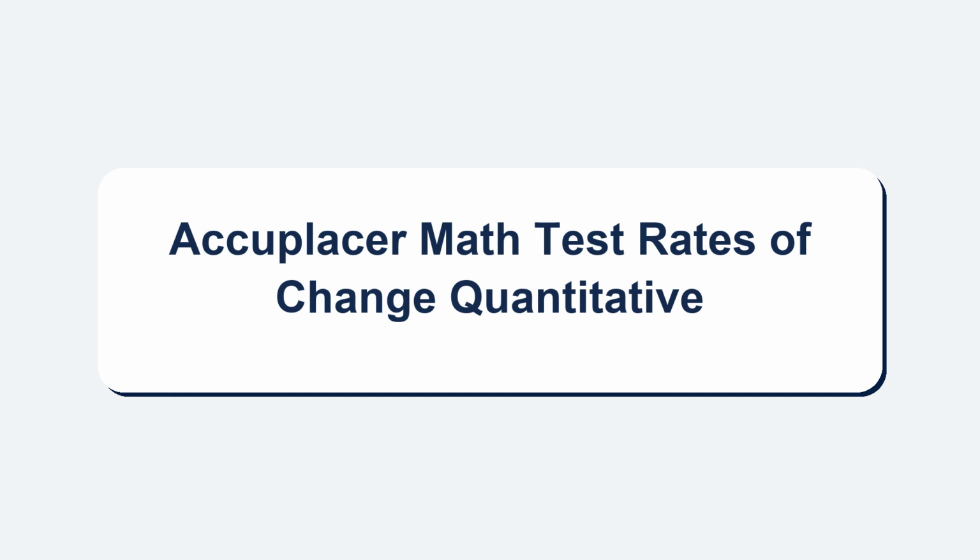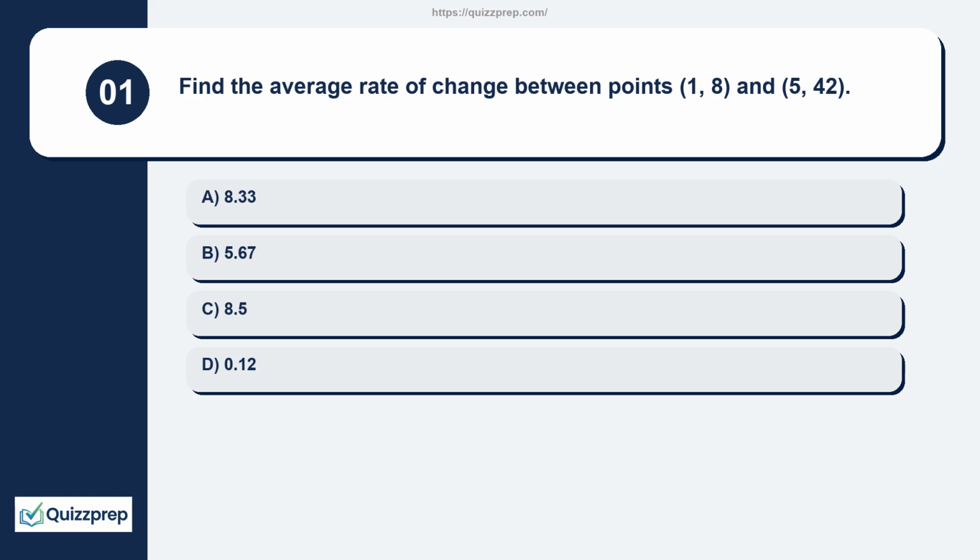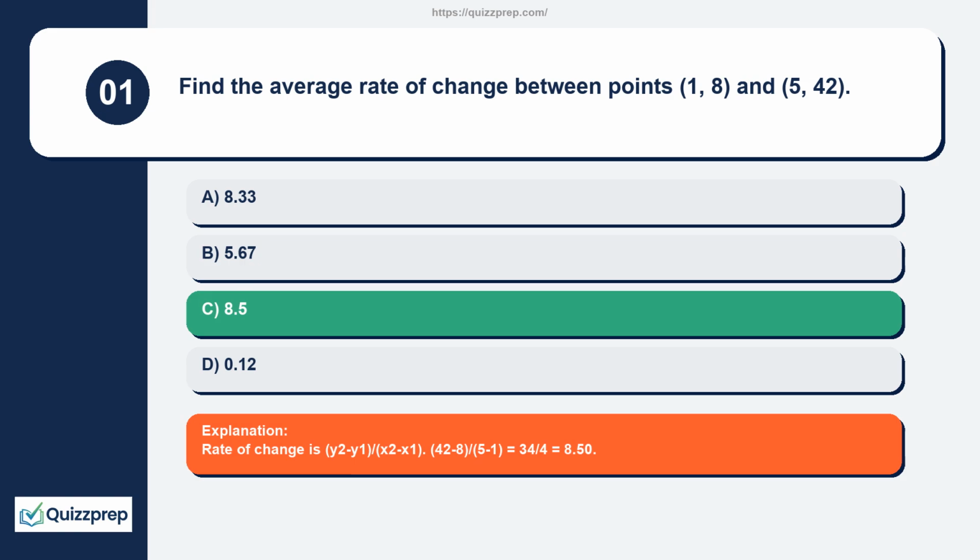Accuplacer math test, rates of change, quantitative. Question 1. Find the average rate of change between points (1, 8) and (5, 42). Options: 8.33, 5.67, 8.5, 0.12. Rate of change equals (y2 - y1) / (x2 - x1). 42 minus 8 over 5 minus 1 equals 34/4 equals 8.50.